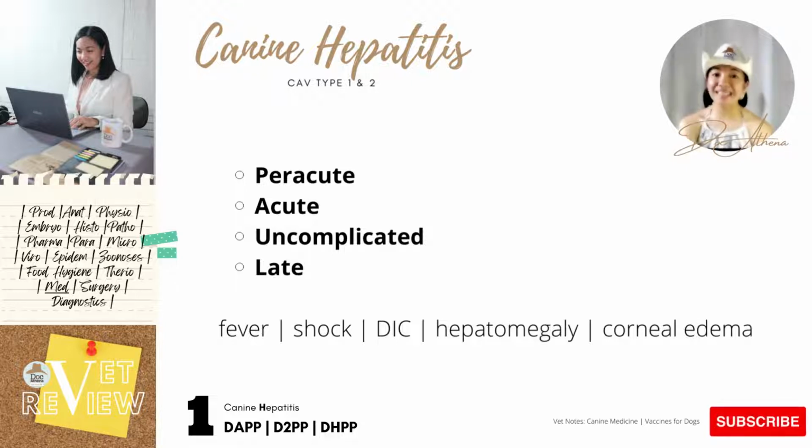The last type is the late canine hepatitis. So what can we observe? Well, usually this runs for a long time and there's enough time for the body to show or to develop other signs, okay? So this would include the blue eye, or this is actually a corneal edema. And this could eventually progress to corneal ulcer and glaucoma. So these are the signs that we could observe from the different types of canine hepatitis.